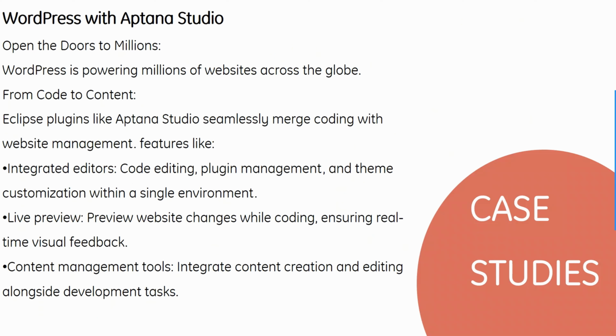Secondly, we have WordPress with Aptana Studio, opening the doors to millions. WordPress is powering millions of websites across the globe, from code to content. Eclipse plugins like Aptana Studio seamlessly merge coding with website management features like integrated editors, live preview, and content management tools. Again, for content creators who use WordPress, WordPress basically uses a studio called Aptana Studio by Eclipse. They use this to make a seamless editing app.